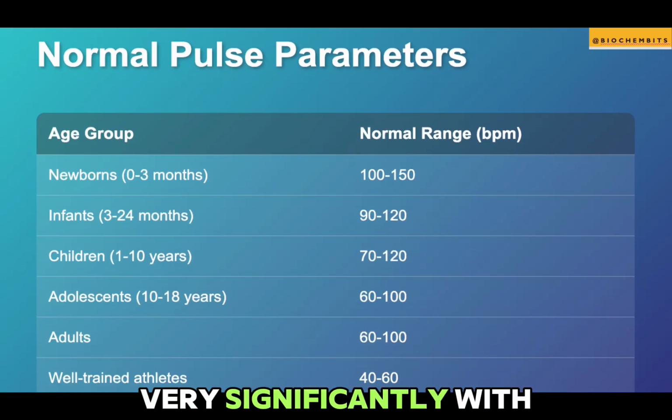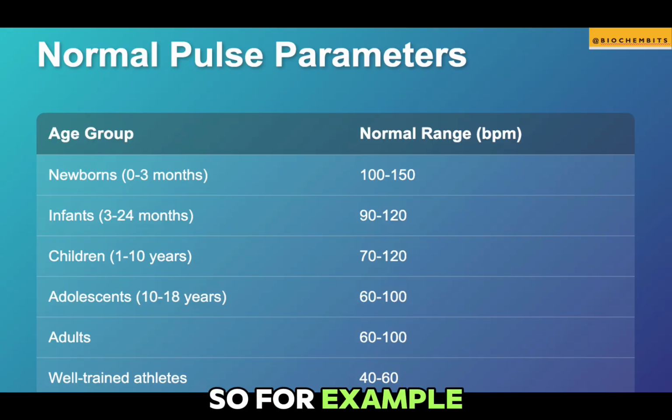Pulse varies significantly with age and also our fitness level. So, for example, looking at the table, you can see that in newborns we have 100 to 150 beats per minute, and in infants of 3 to 24 months, we have 90 to 120. In children 1 to 10 years, we have 70 to 120. You see that in children generally the heart rates are very high, and this is because of the smaller size of their heart, which means that they need more frequent contractions to be able to maintain the cardiac output.